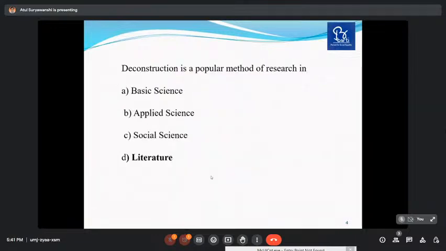Deconstruction is a popular method of research in literature. As we know, deconstruction is an important theory. We talked about it yesterday. This is not in basic science or applied science or social science. Deconstruction, which is in opposition of the construction, is associated with literature.